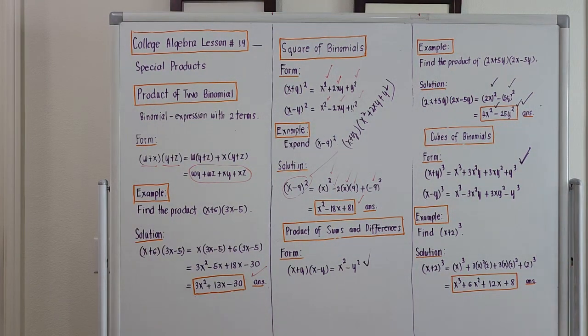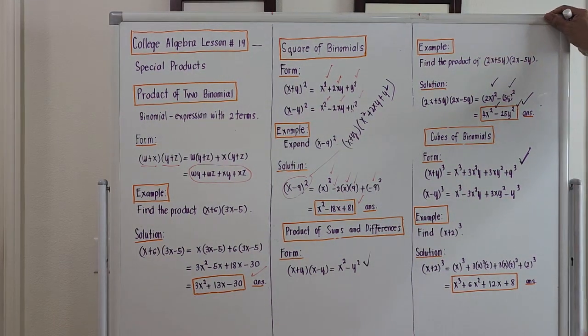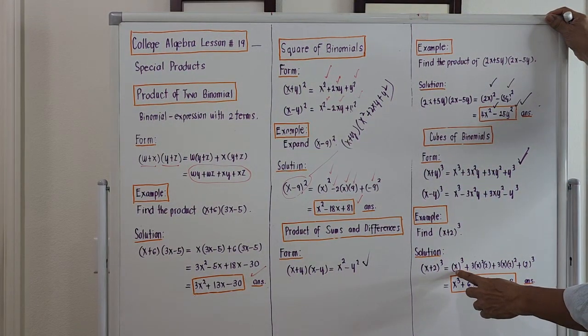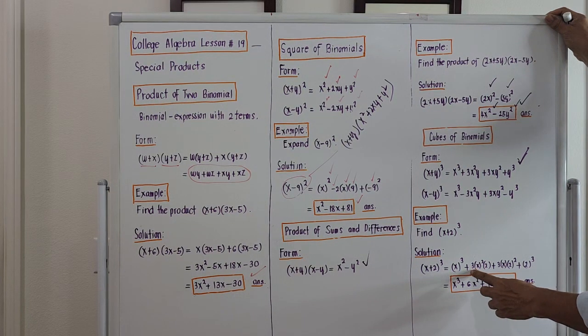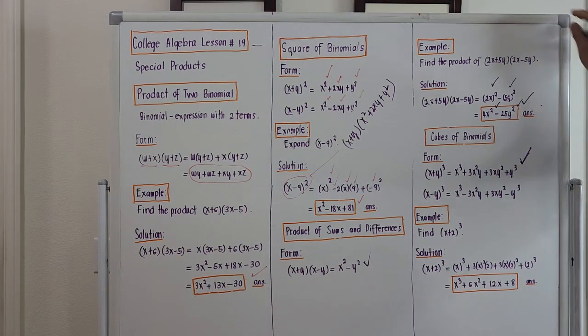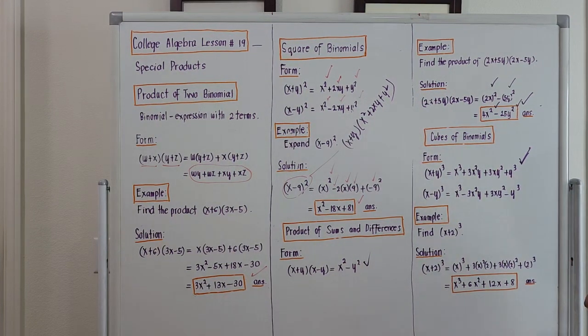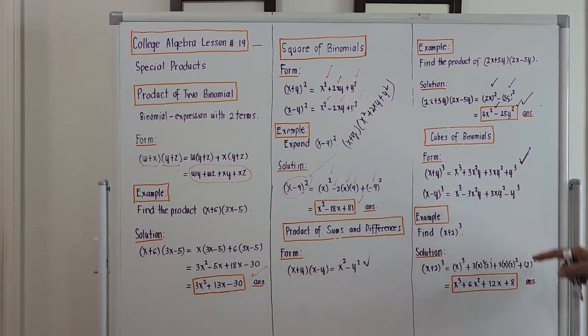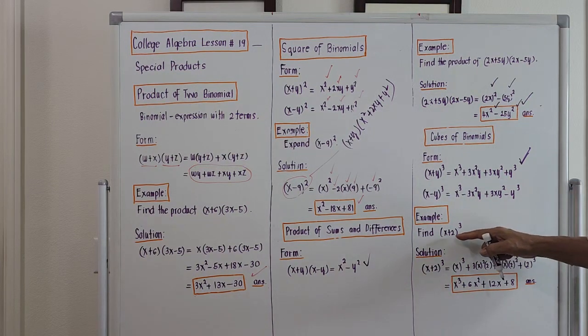An example of this, x plus 2 raised to the third power. Okay? If we try to follow this, it will be the cube of the first one plus 3 times the value of the first one to the second power times the value of the second one to the first power. Well, I'm following this. Plus 3. This is to the first power. The power of the second one should be square. And the last part will be the pure number to the third power. Okay?